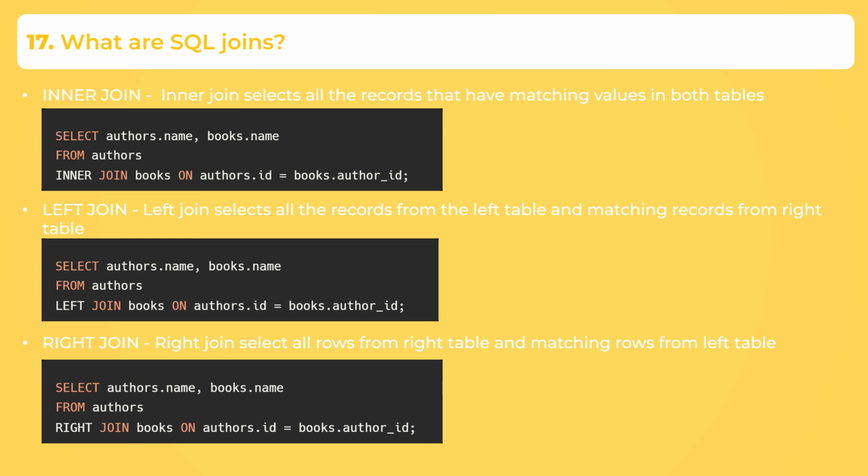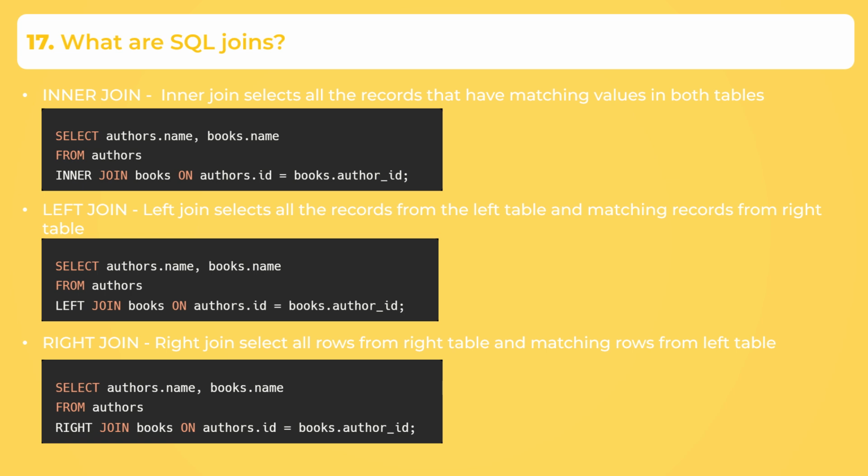Another one is left join. Left join selects all the records from the left table and matching records from the right table. SELECT author.name, book.name FROM authors LEFT JOIN books ON authors.id equal to books.author_id.